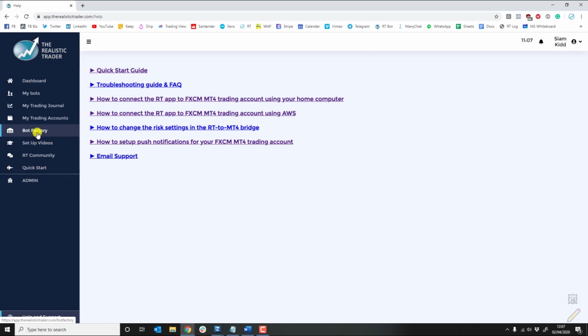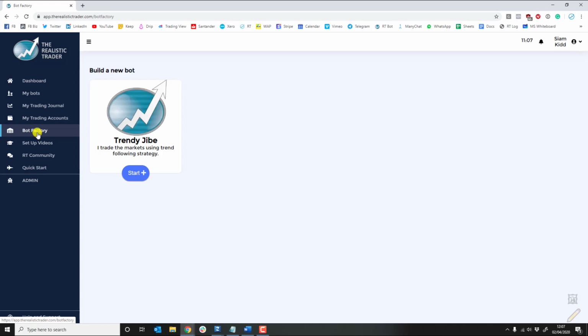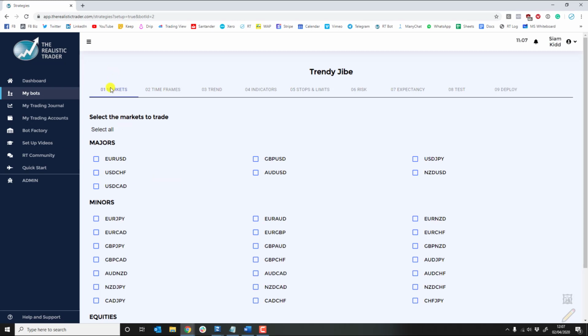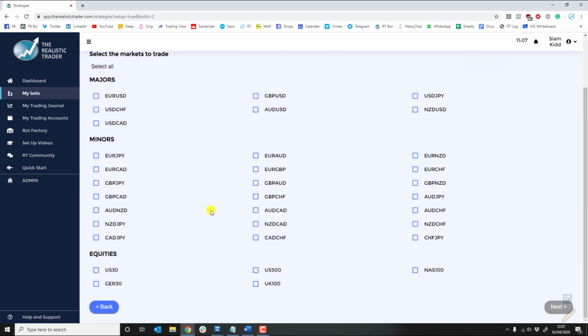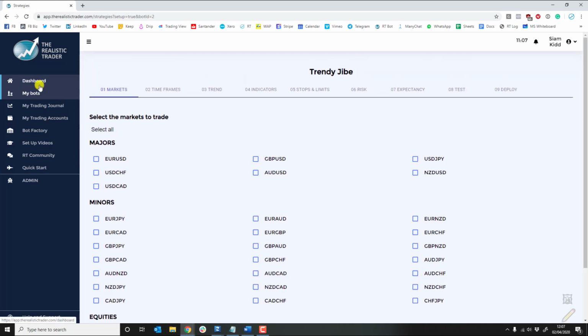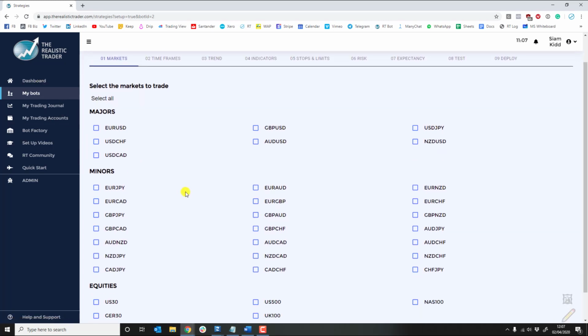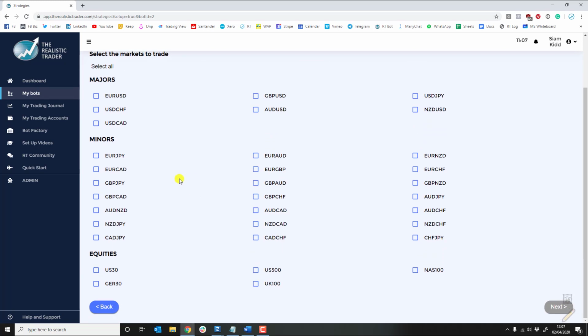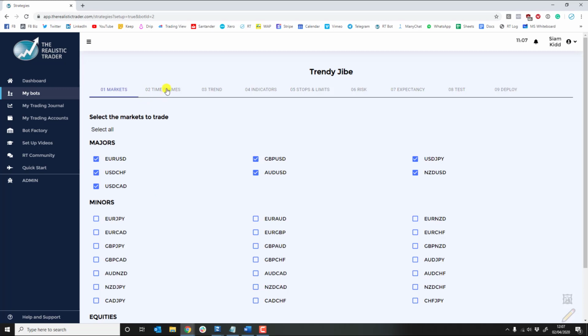So, the bot factory. This is where you go to build your bot. You click start, and the first one is market. So you can choose what you want to trade. Now I'll go through my bot settings that I've got, but I'm just going to make things nice and simple. So let's just say you wanted to trade just the majors. Let's say all the main currency pairs.